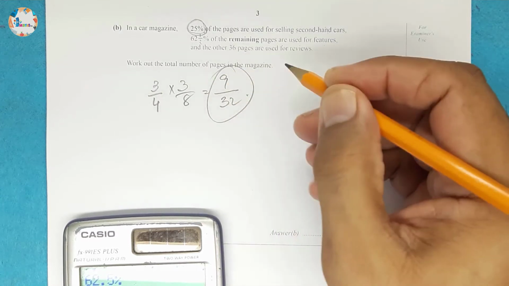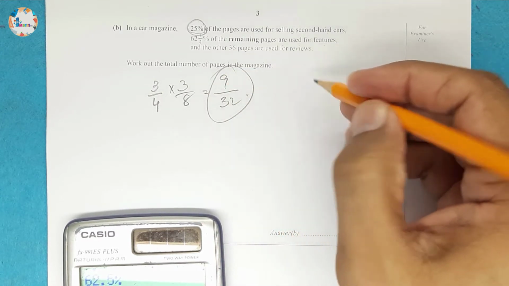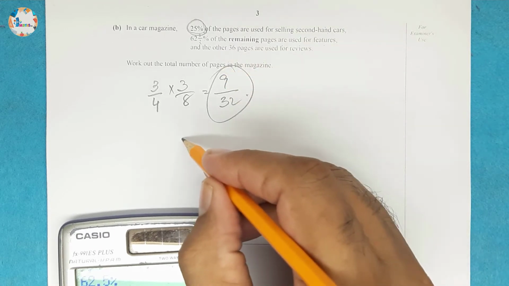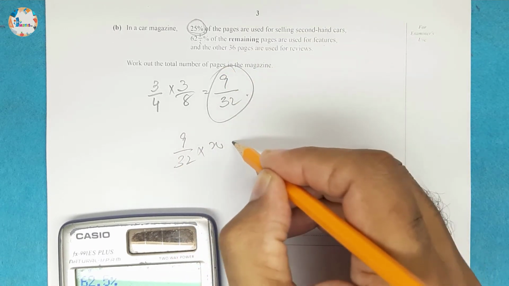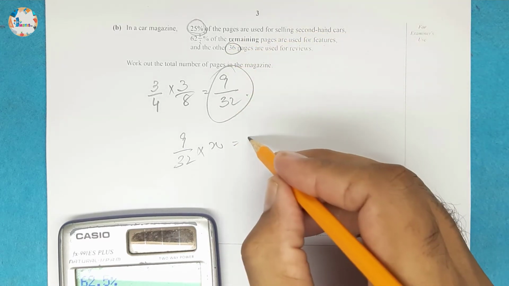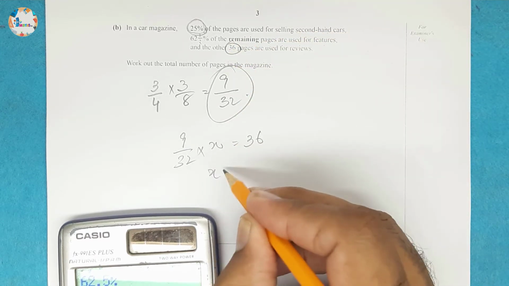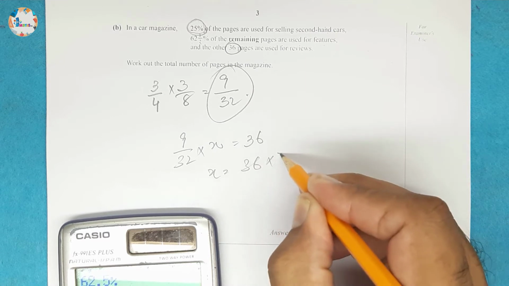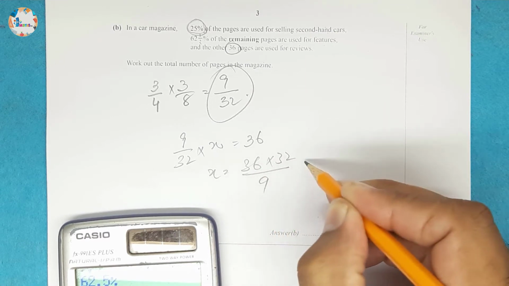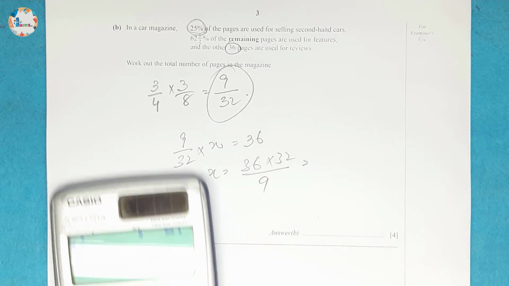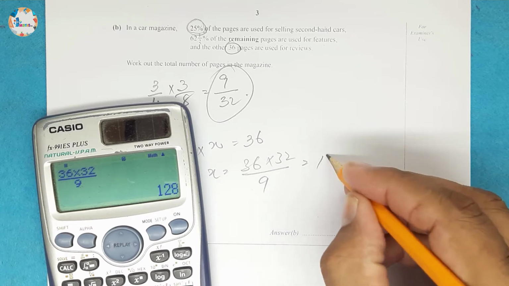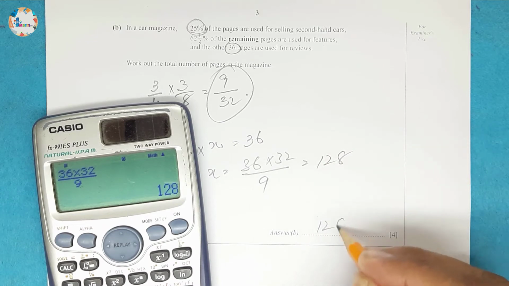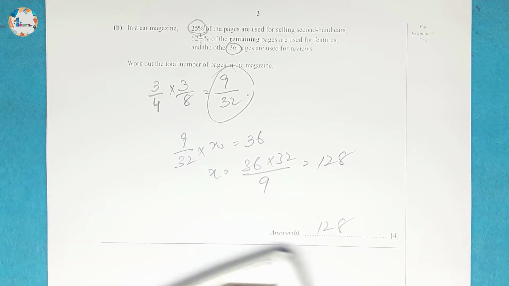We'll use this 9 by 32, and suppose there are x pages, so 9 by 32 of x is given by the 36 pages. We can calculate x is equal to 36 times 32 divided by 9, which is 128 pages. So 128 pages will be our answer.